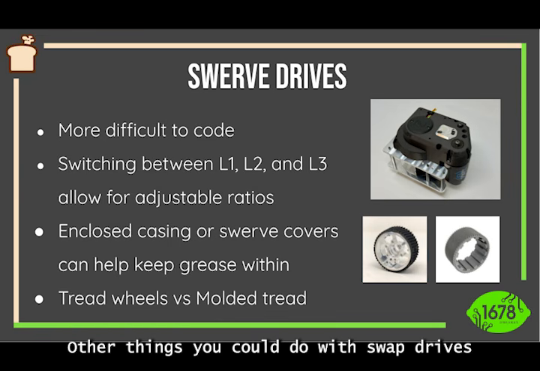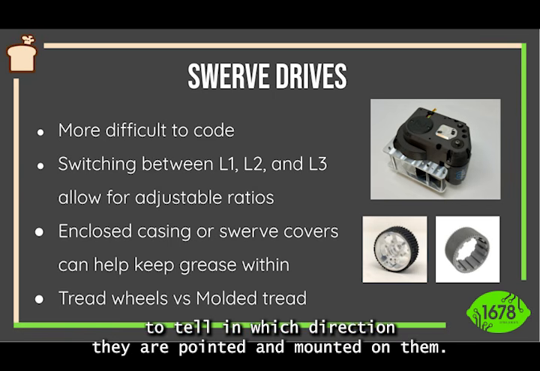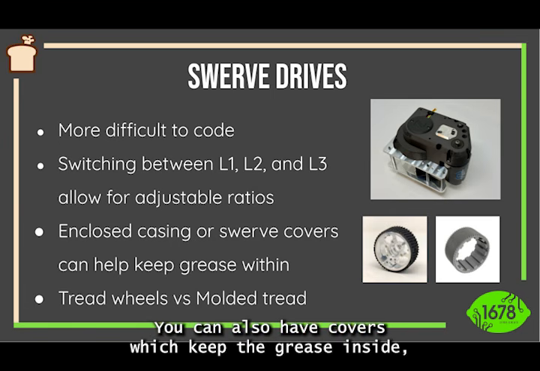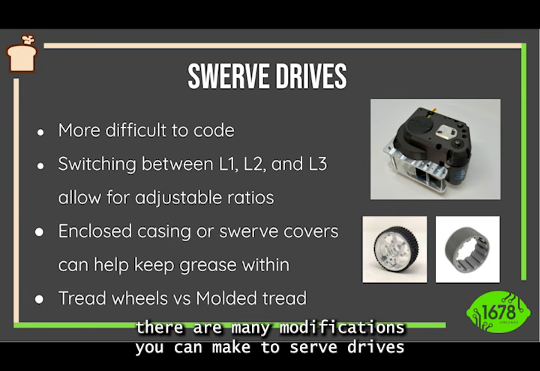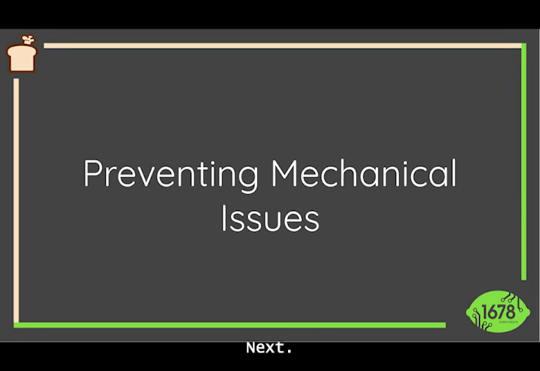Other things you could do with swerve drives is you can have an encoder to tell in which direction they're pointed, and mounted on them you can also have covers which keep the grease inside. There are many modifications you can make to swerve drives, and which ones you choose can change how your robot functions. Next.